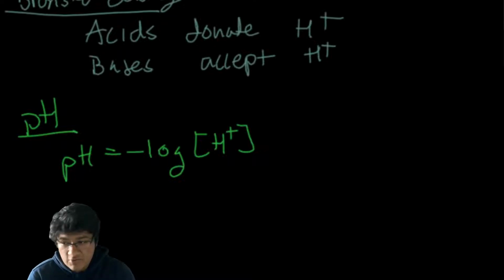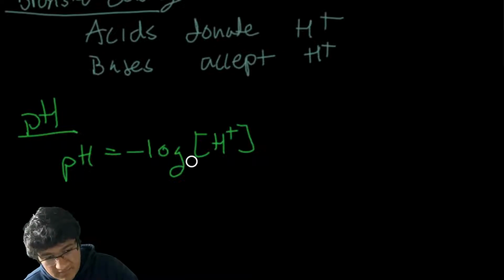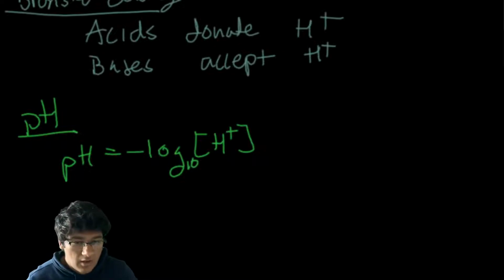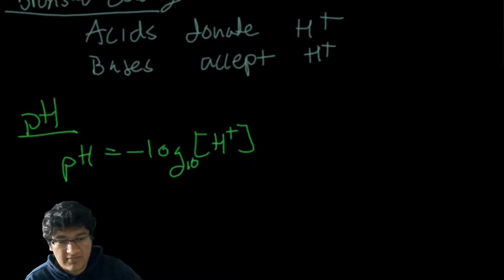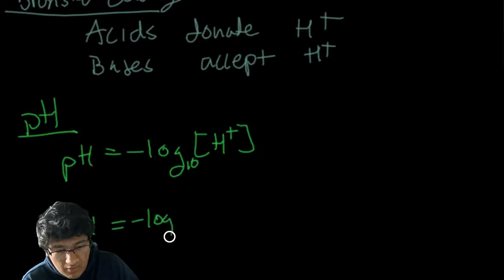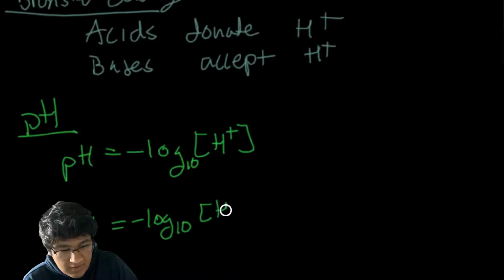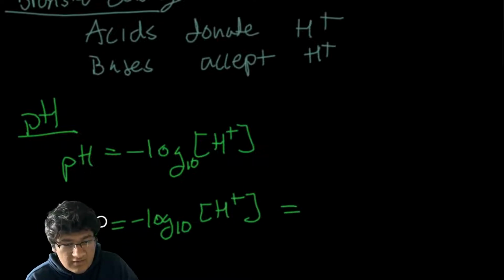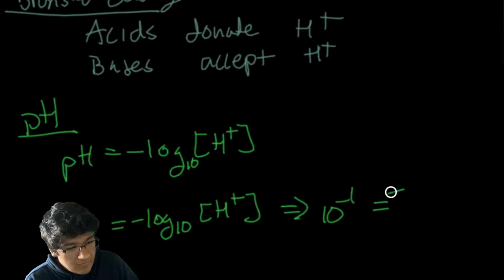So a pH of 2 is not twice as large as a pH of 1. It's 10 times as large because it's a base 10 logarithm. If I want to understand it better, say I had a pH of 1, which is equal to negative log base 10 of [H+]. Rearranging and solving, we first take the negative of that, so we get 10 to the negative 1 is equal to the concentration of H+.